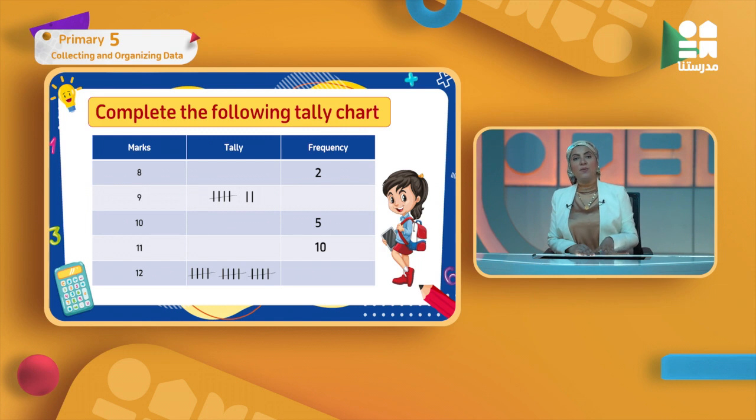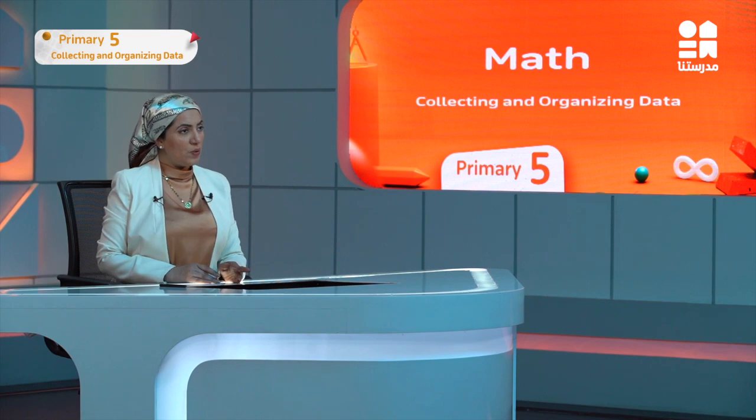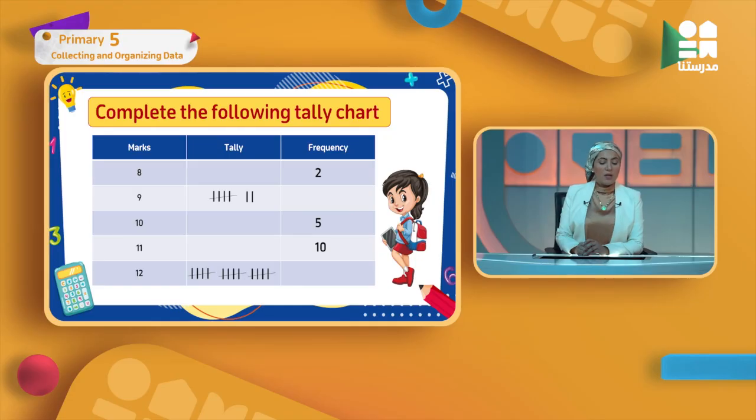So in case he wrote them down in numbers or frequencies, we will translate it into tallies, and in case that he wrote them down in tallies, we will translate this into numbers or frequencies. So the first one here, the number of students who have got 8 marks. Here he wrote that in the frequency column, 2 students have got 8 marks.